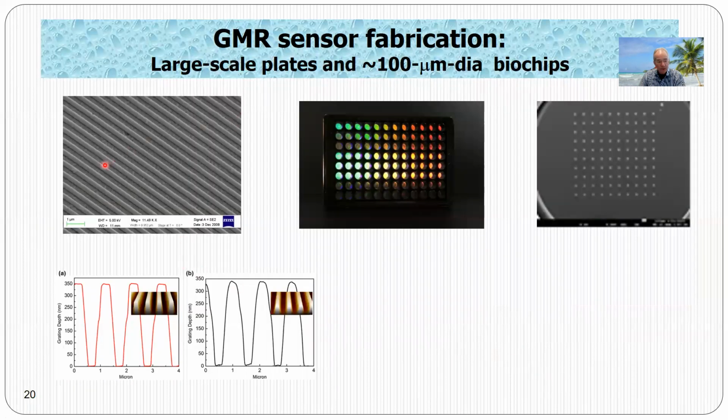So here shows some laboratory data for a 500 nanometer period nanoimprinted device. Here shows a 96 well plate already with thin films deposited. And this is a 10 by 10 biochip with 100 micron diameter sensors.